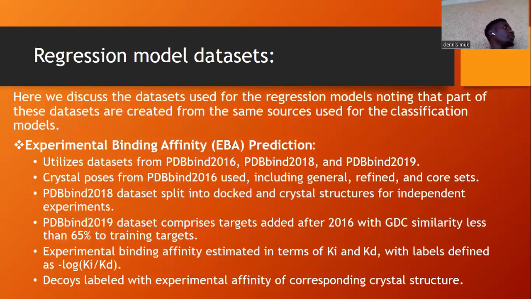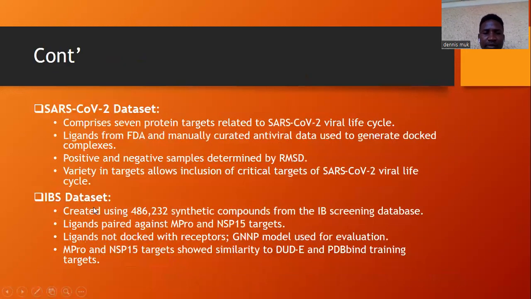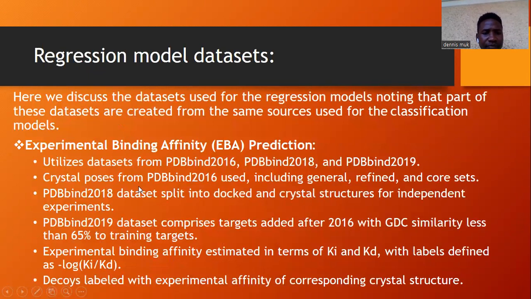So we further look at regression model datasets. Here we discuss the datasets used for regression models, noting that these datasets are created from the same source using the classification model. So here we have the first as experimental binding affinity, which is the EBA prediction. This one utilizes datasets from PDB that we looked at here. First, let's look at the PDBbind 2016, 2018, and 2019.